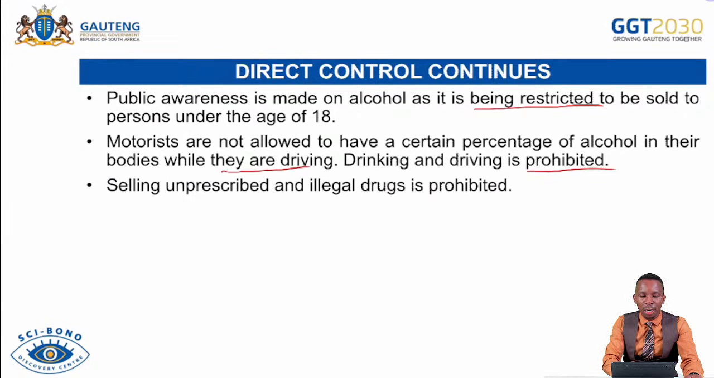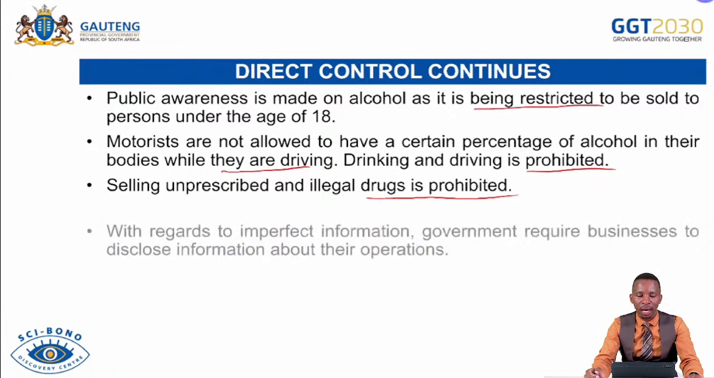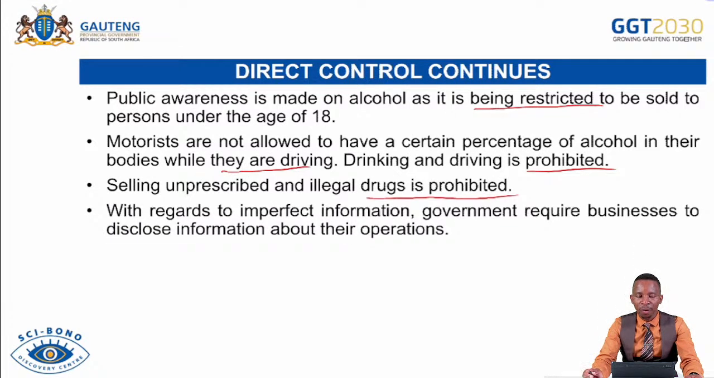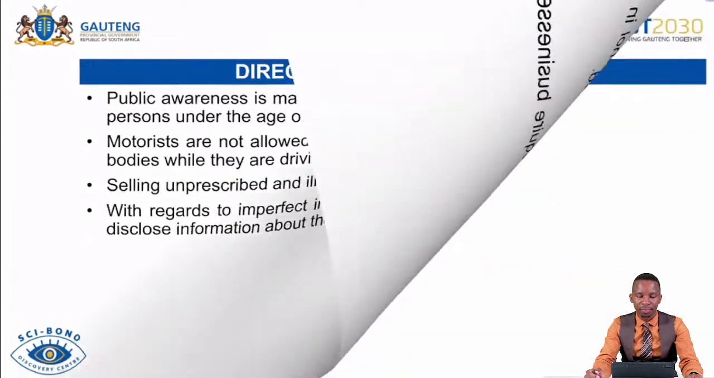Selling unprescribed and illegal drugs is prohibited. So those drugs should not be sold. That is stated by the law. It is not allowed. With regards to imperfect information, government requires businesses to disclose information about their operations. So it is very important. The government pushes businesses to provide information about their operations and products, either on their website or on the packaging of their products.